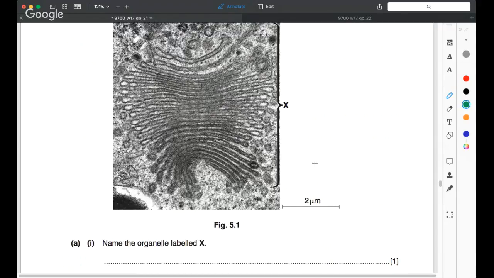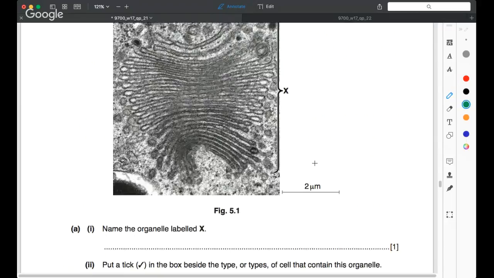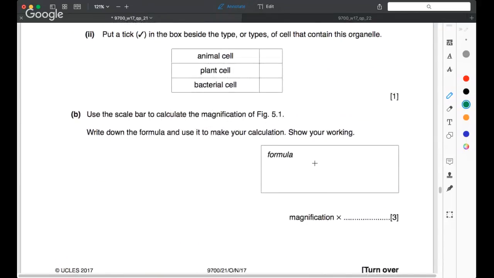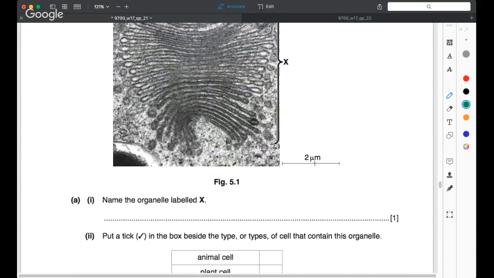Apparatus. Good. Body. Good. Animal, plant. Not bacteria. Good. Formula: M equals I divided by A. Good. That's one mark.